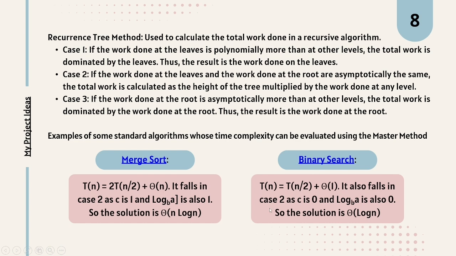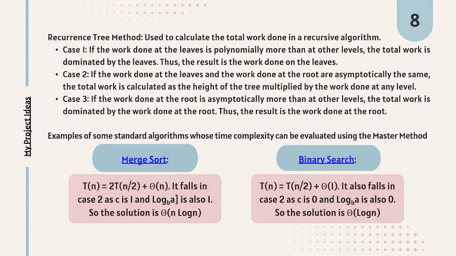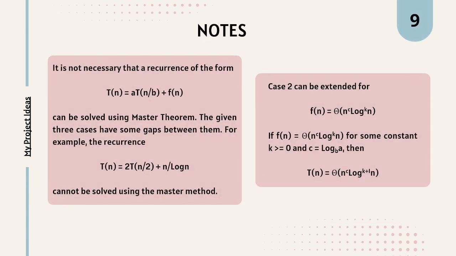Here are examples of algorithms whose time complexity can be evaluated using the master method as written. This is for merge sort and this is for binary search. Okay. Then certain notes to be taken care of. It's not necessary that every recursion can be solved using the master method. The given cases have some gaps between them. For example, suppose this is the recursion, it can't be solved by the master method.